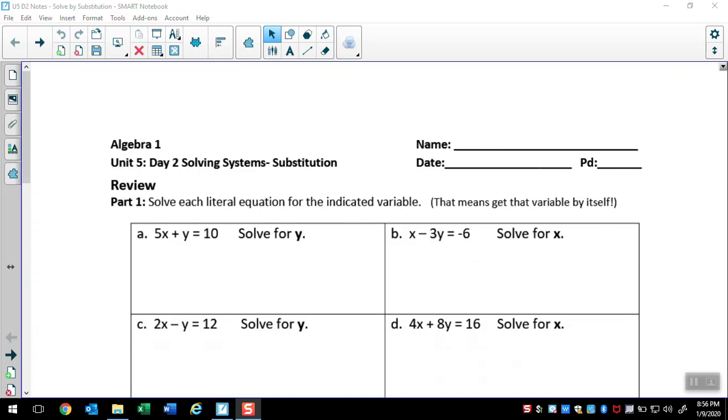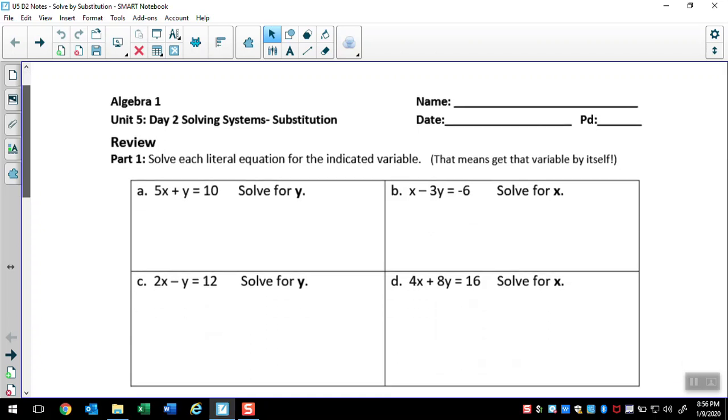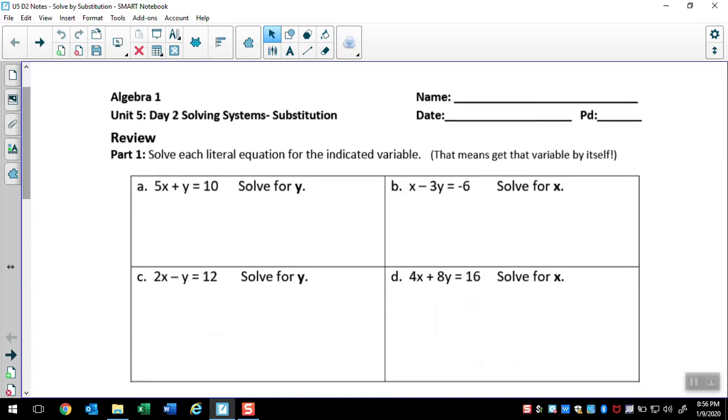of graphically. Alright, so before we can go into the actual work of solving those systems, we're going to do just a quick review of how to solve a literal equation, or an equation that has more than one variable in it, and solve it for a specific one. So let's take a look at this first one here.